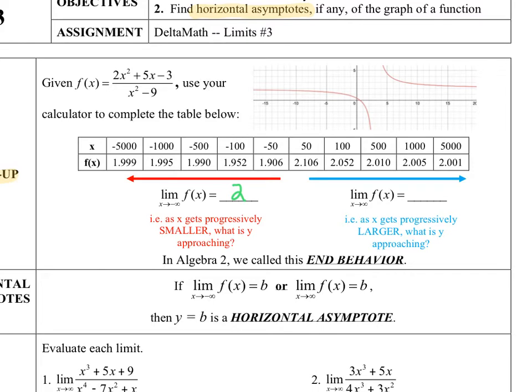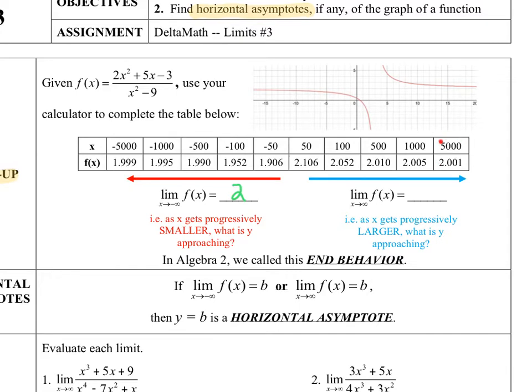And if I look out at the other direction, as x is approaching infinity, and I make x progressively get larger and larger, I'm interested in seeing what these y's are doing. And I can see as x is getting bigger, as x is growing without bound, the y values are settling in on this value of 2.